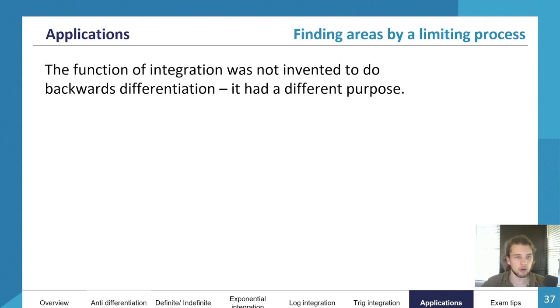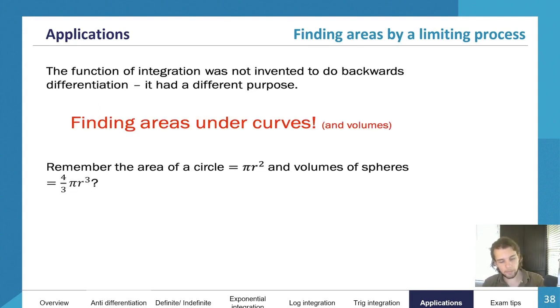Applications. The function of integration was not invented to do backwards differentiation. It had a different purpose. We benefit from doing definite integration to find the area underneath curves, and we can also find volumes of certain objects. For example, in specialist maths, you would probably end up finding the area underneath a curve and then extrapolating that if that curve was a 3D, cylindrical styled object, by rotating that curve around and finding a volume using some formulas.